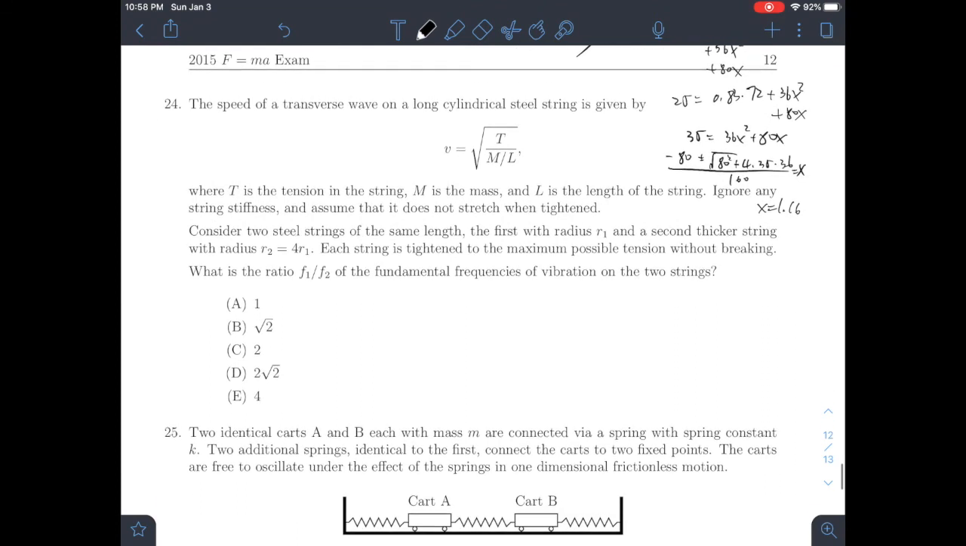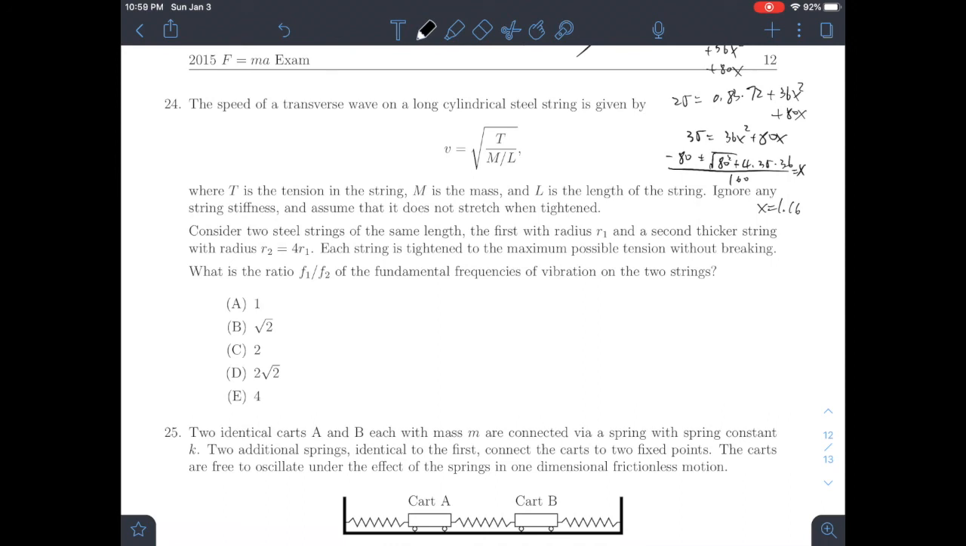So let's move on to the next question. Question number 24. The speed of a transverse wave on a long cylindrical steel string is given by this equation, where T is the tension in the string, m is the mass, and L is the length of the string. Ignore any string stiffness, and assume it does not stretch when tightened. Consider two steel strings of the same length, the first with radius R1 and a second, thicker string with radius R2 equal to 4 R1. Each string is tightened to the maximum possible tension without breaking. What is the ratio f1 over f2 of the fundamental frequencies of vibration of the two strings?